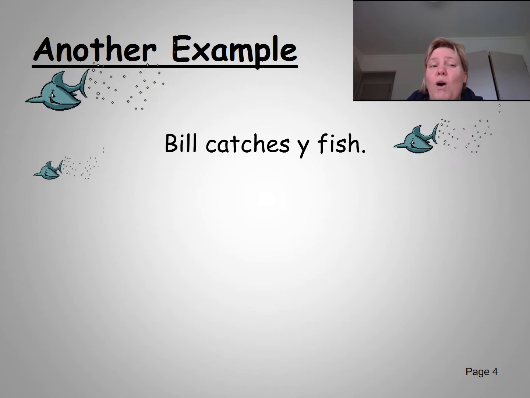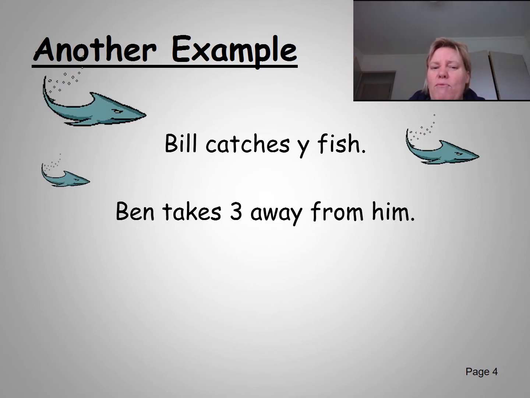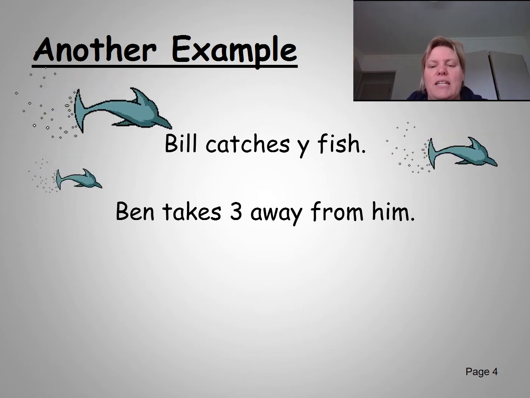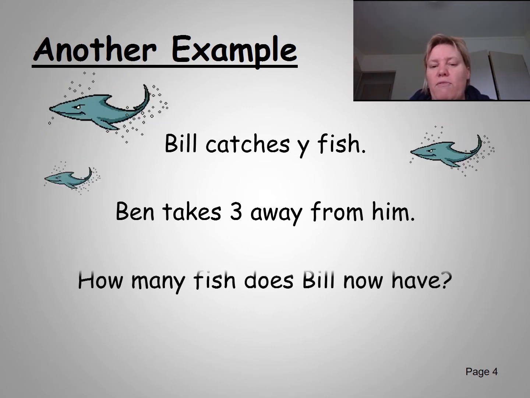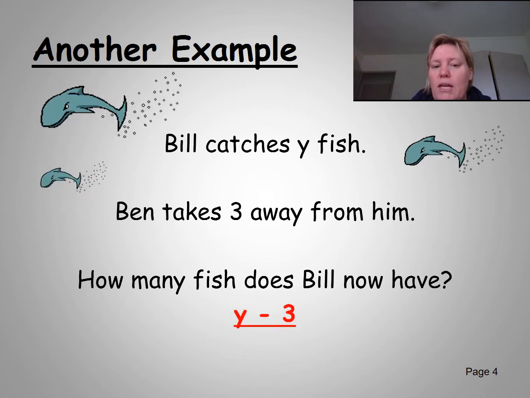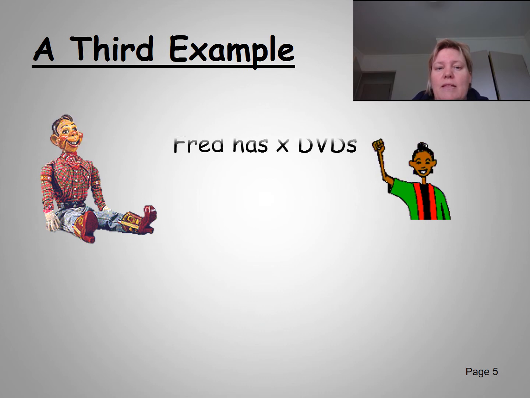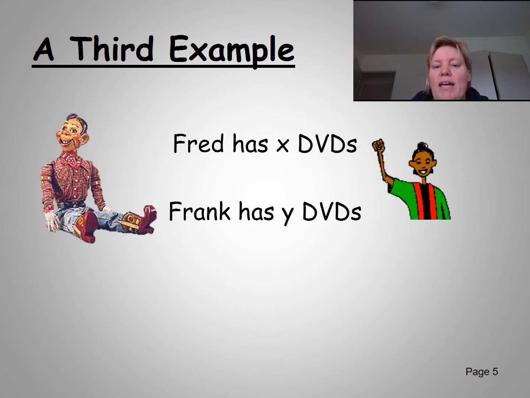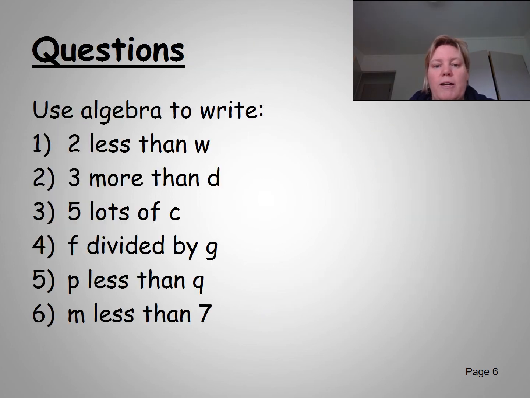Bill catches Y fish. Some other bloke, Ben, I should say, takes 3 away from him. Rude, eh? How do we write that? Well, you've got Y fish to start off with, and then you simply take 3 off it. And Fred has X DVDs, Frank has Y DVDs. How many have they got all together? Well, we've got Fred's X and Frank's Y, so we write that as X plus Y.